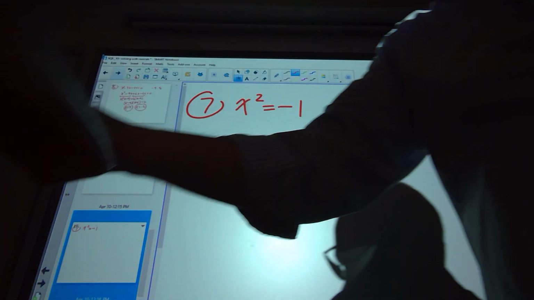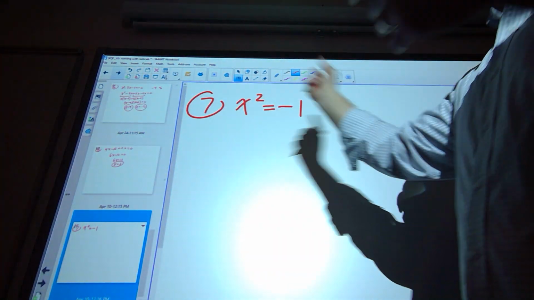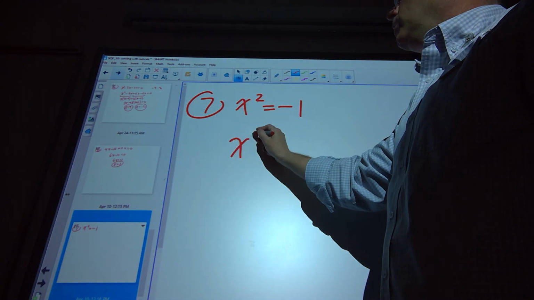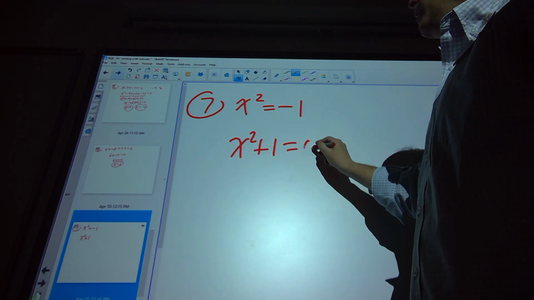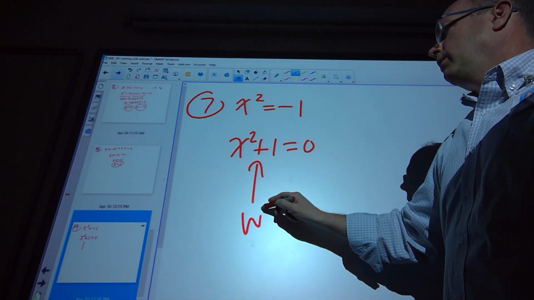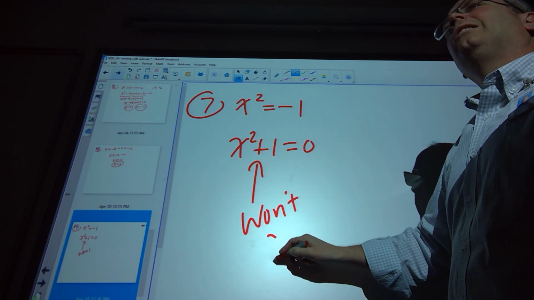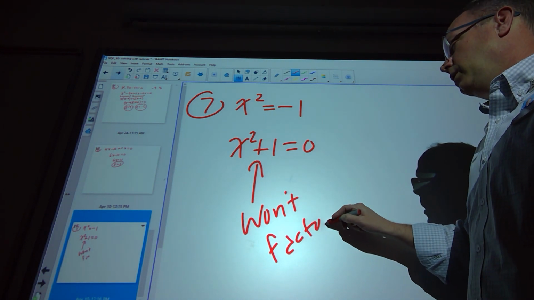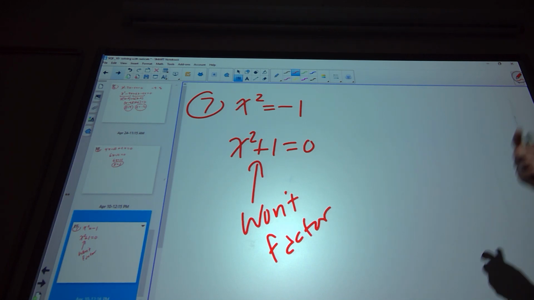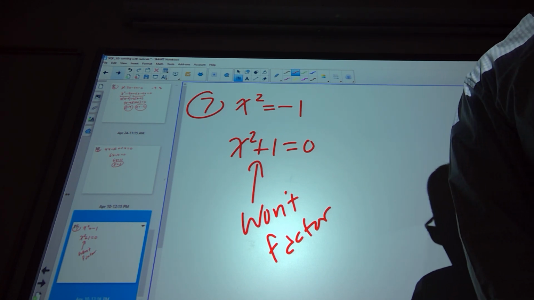Okay, it says solve by factoring each completely. So I'm going to bring the minus 1 over by adding 1. So I get this. And this won't factor because it's not the difference of 2 squares. If it was x squared minus 1, it would be x plus 1, x minus 1. But that doesn't factor because it's x squared plus 1. So you can say won't factor. Done. Anything else off of pages 115, 116?